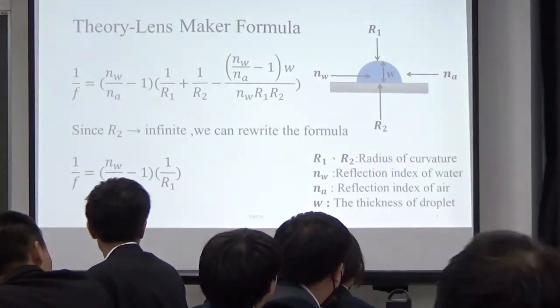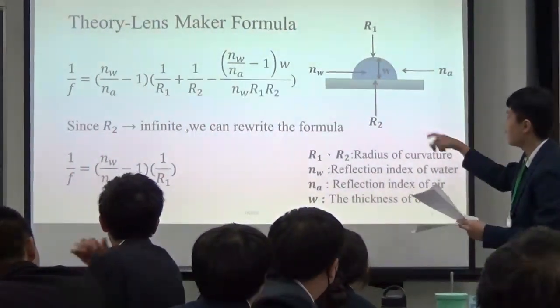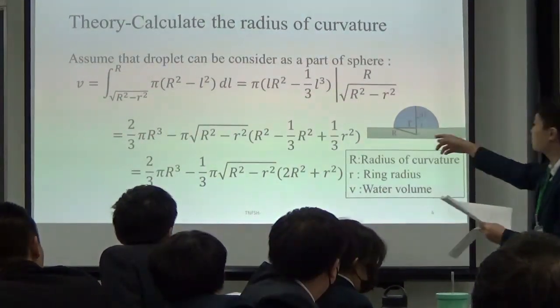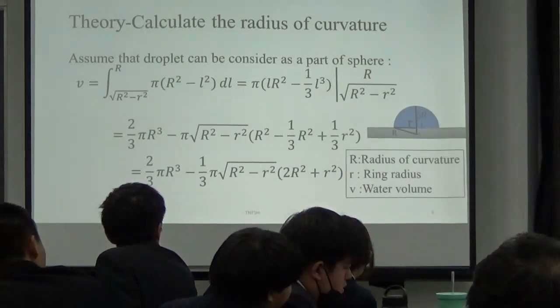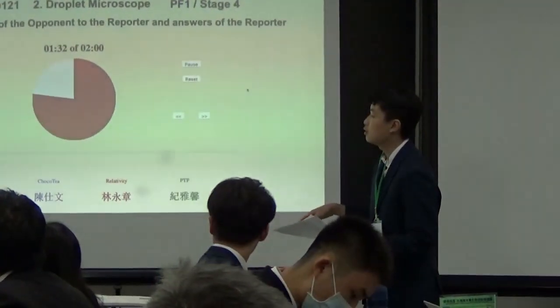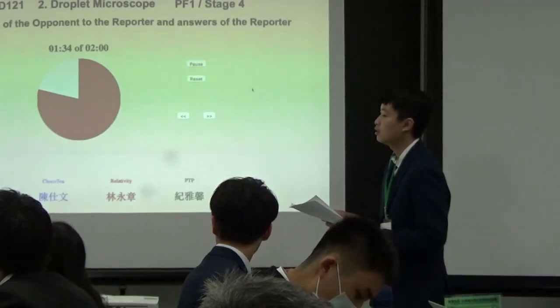And so can you turn to page 4? Page 4? Sorry, page 5. Yes. At this part, from this equation, do you consider that the droplet is a sphere? We consider it as a sphere in our theory model.